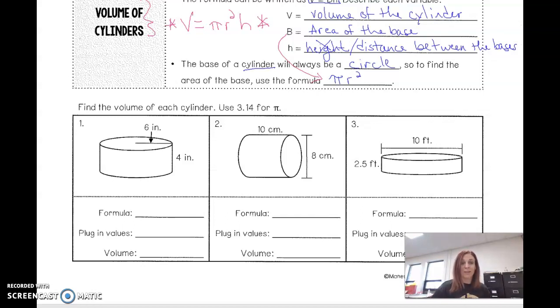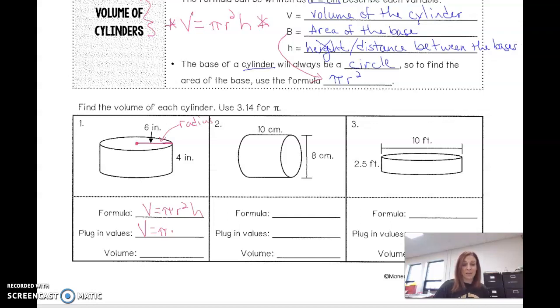So what's our formula? Well, because this has a circular base, it's the same formula, but we can write it as the area of the base, pi times the radius squared, times h, the distance between the bases. Okay, so now let's plug in the values. Volume is going to equal pi times, now our radius. We talked about how our diameter is all the way across the circle. Notice this one here is halfway across. When it's only halfway across, that's our radius. The radius is half the diameter.